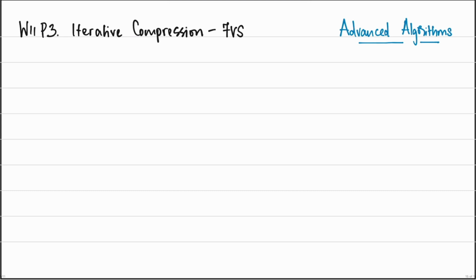Welcome back to the third part of parameterized algorithms. Here we are going to be applying iterative compression to another problem, namely feedback vertex set.